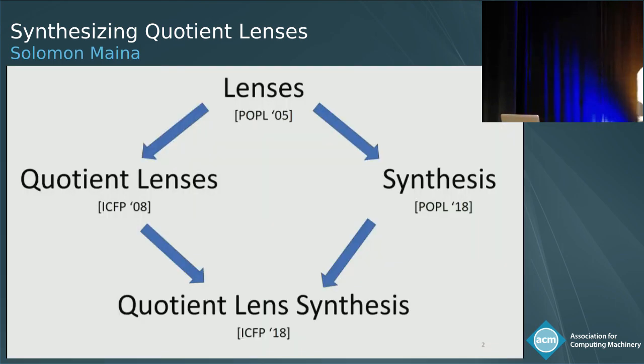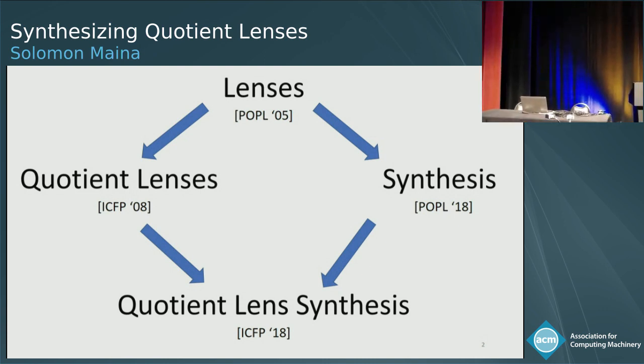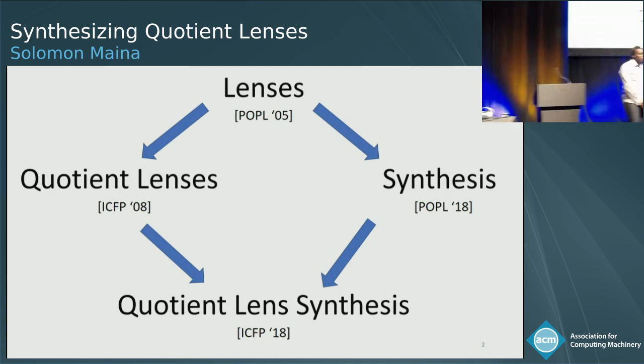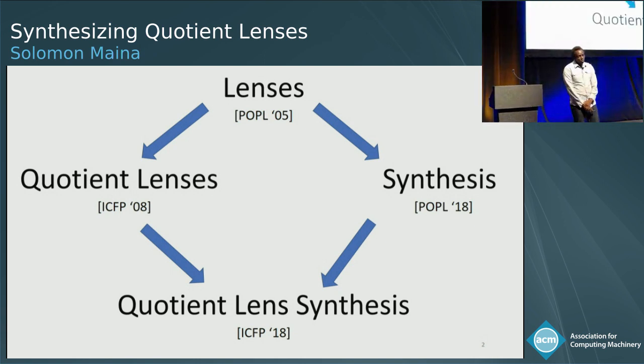So here's the big picture. In 2005, Nate Foster, among others at Penn, introduced the programming languages community to lenses. So what is a lens? Well, our previous two talks have gone over this, but in plain terms, a lens is a program that can be run in two directions, so mapping inputs to outputs and outputs to inputs.